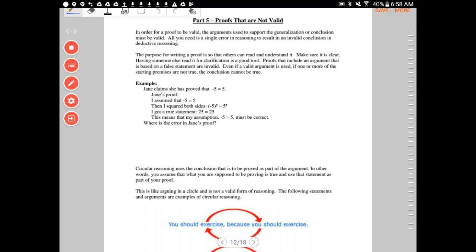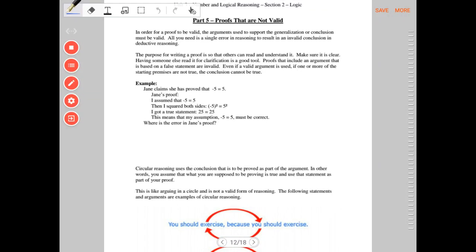Part 5. Proofs that are not valid. In order for a proof to be valid, the argument used to support the generalizations or conclusions must also be valid. All you need is a single error in reasoning to result in an invalid conclusion in deductive reasoning. The purpose for writing a proof is so that others can read and understand it.